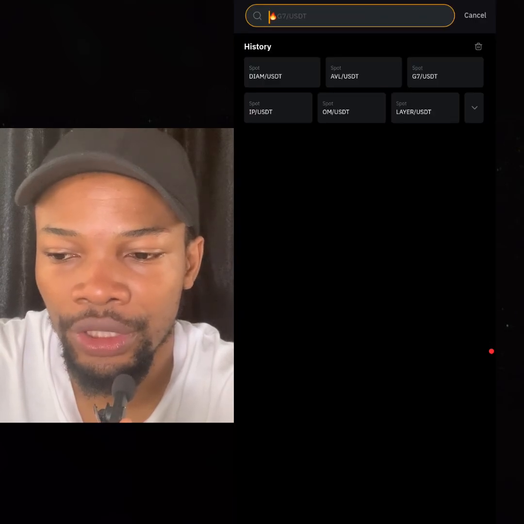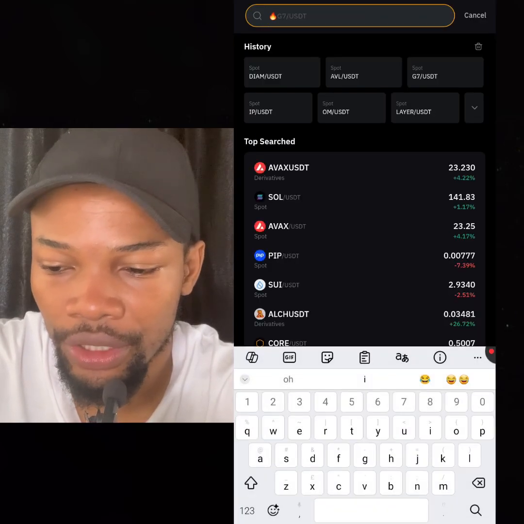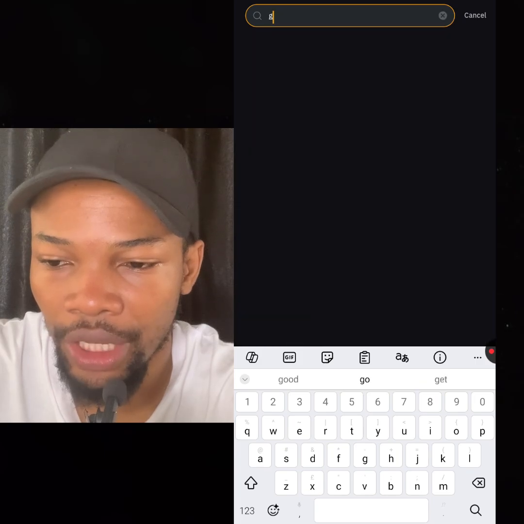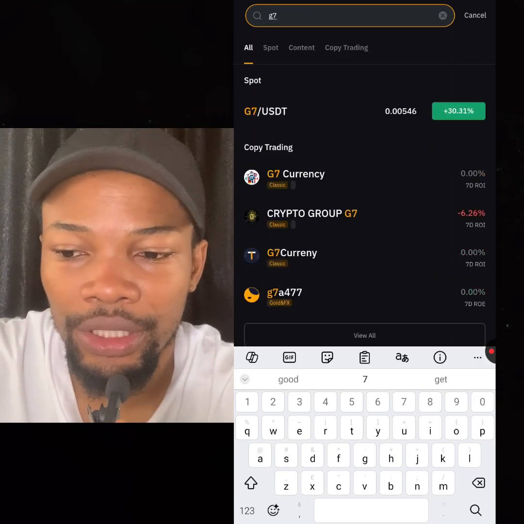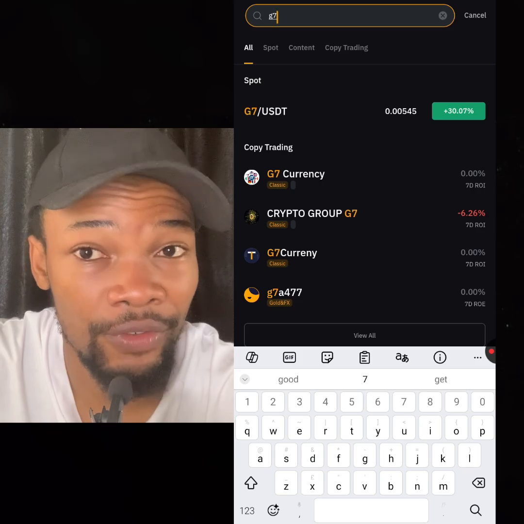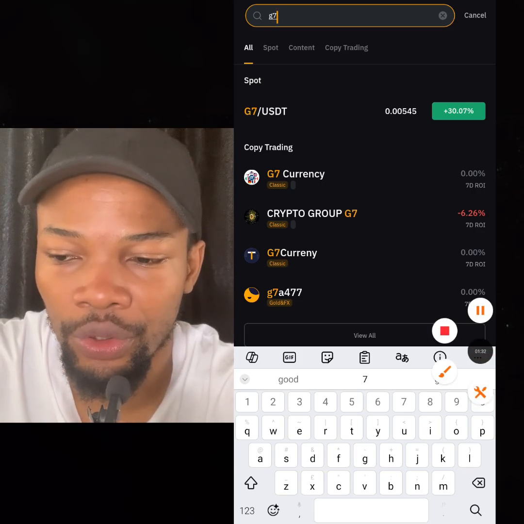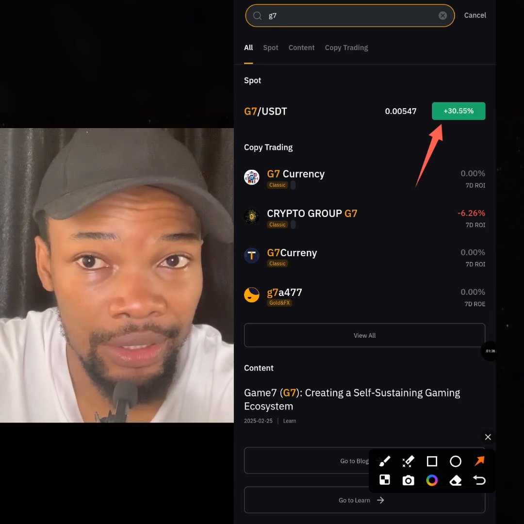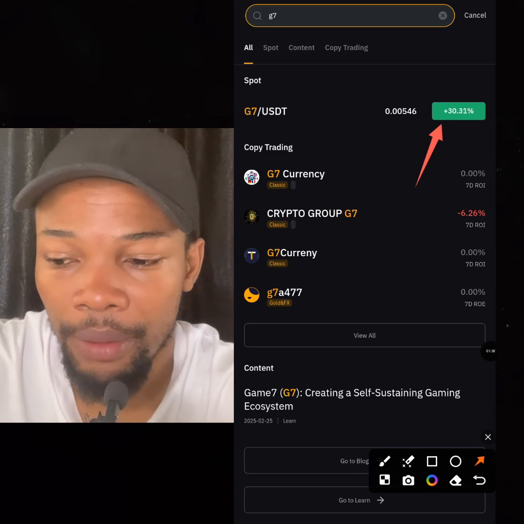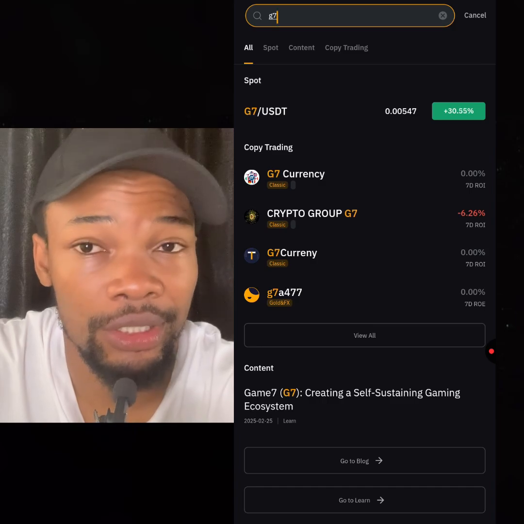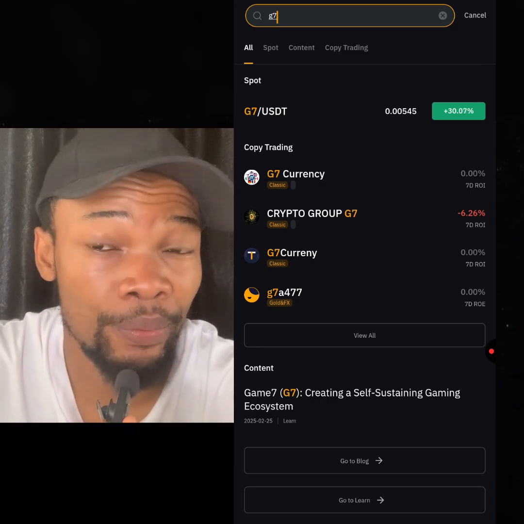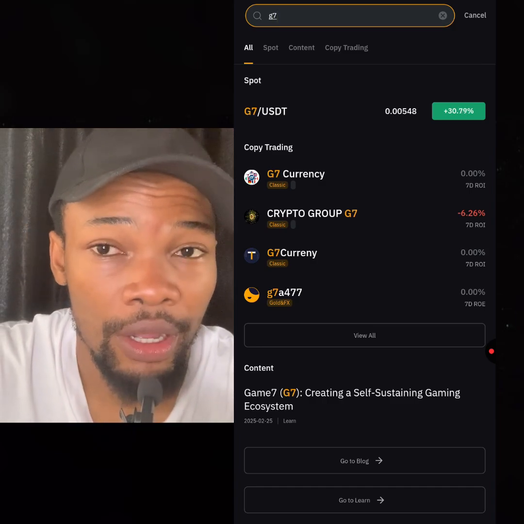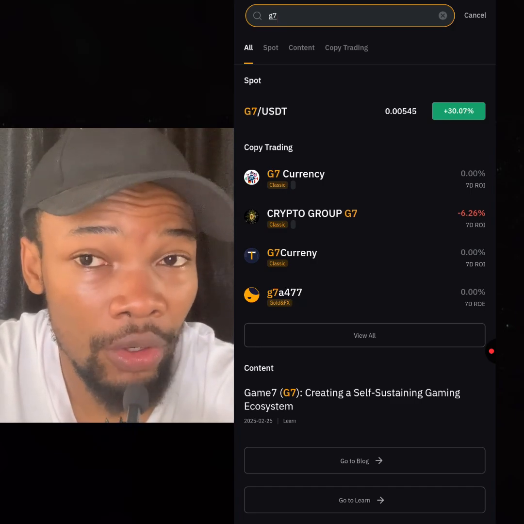So let's start from G7. You can see crypto G7 is already here. Just type in G and you type in 7. Now you can see G7 is what we found there. G7 is one of the cryptos there. You can see G7 has already done 30% in the last 24 hours. This is amazing because a lot of people will be buying it, since it's already been advertised there, which means assuming you bought G7 as at yesterday, you'd have grown your capital up to 30%.